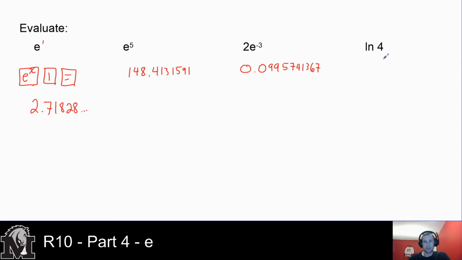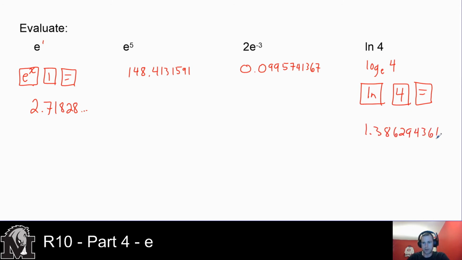And our last example here doesn't look like it actually has an e in it, but ln of 4 is actually the natural log of 4. So ln could actually be written as log base e of 4. But I'm guessing that most of your calculators, we can't put in the base of the logarithm. So there should be an ln button in your calculator. So to evaluate this, you'd hit the ln button, and then you'd hit the 4 button, and then you'd hit equals. And when you do that, you would get an answer of 1.386294361.